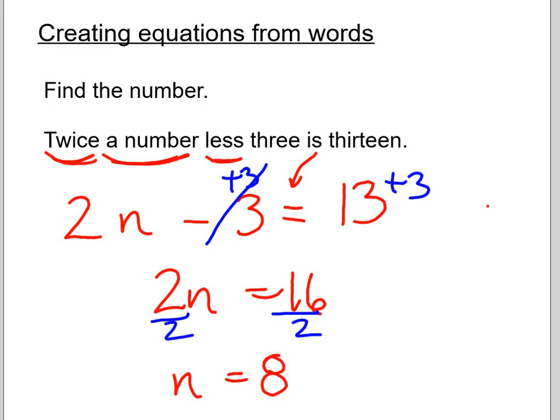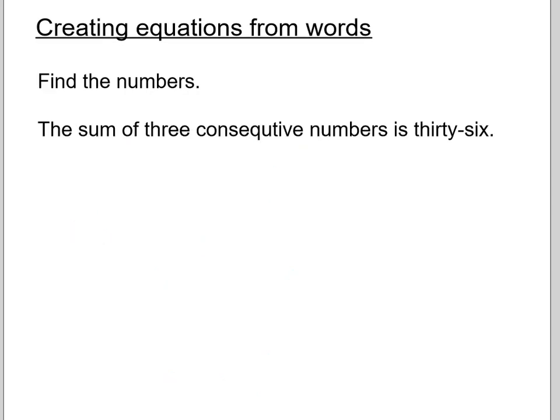All right, let's try another one. So the sum of 3 consecutive numbers is 36. Now this is a really interesting statement because it just means 3 numbers in a row, and there's a whole bunch of ways to try and solve this. The first way that I'll set up is something like this.